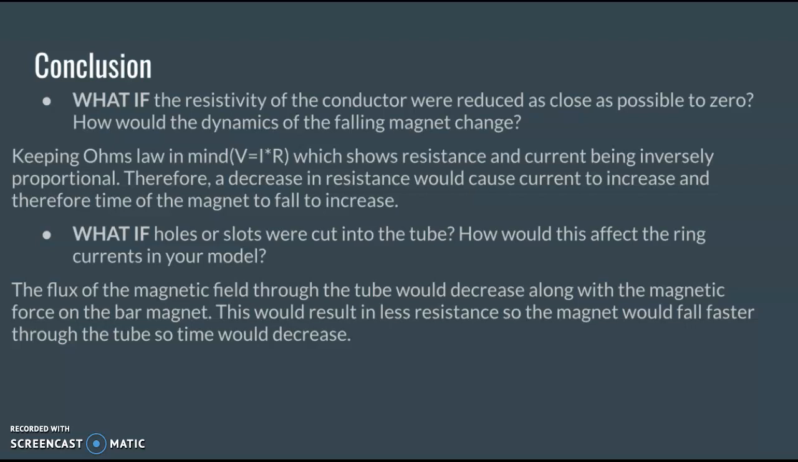And finally, what if holes or slots were cut into the tube? How would this affect the ring currents in your model? The flux of the magnetic field through the tube would decrease along with the magnetic force on the bar magnet. This would result in less resistance, so that the magnet would fall faster through the tube, so the time it takes for the magnet to fall would decrease overall.